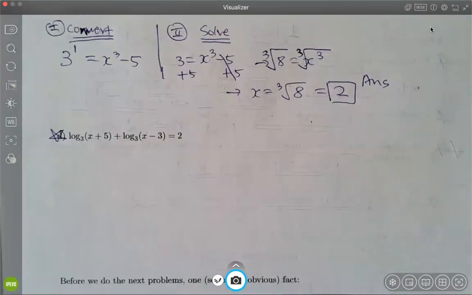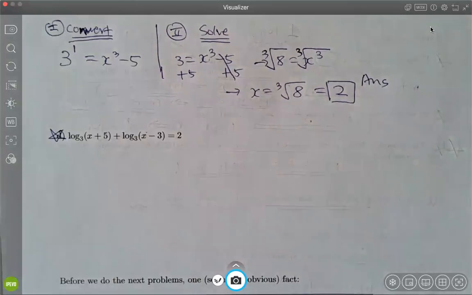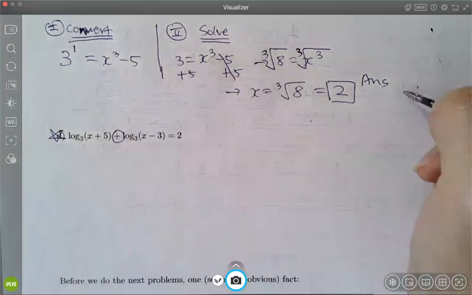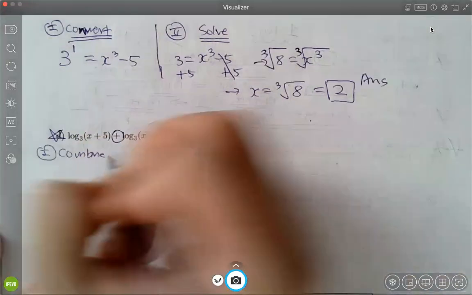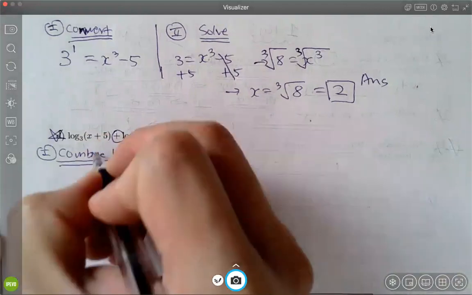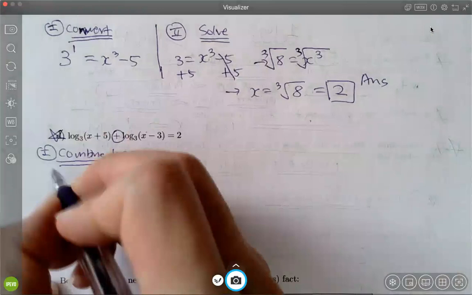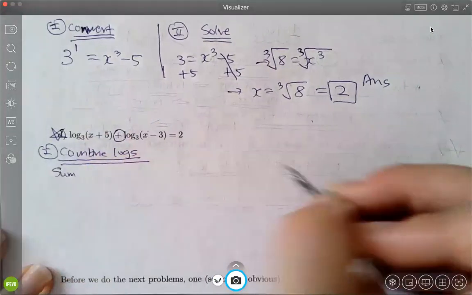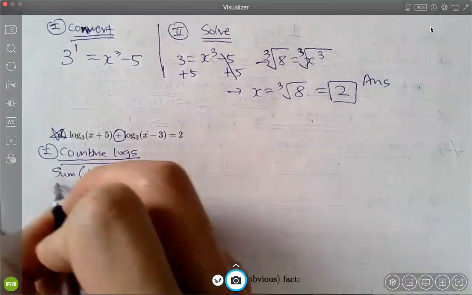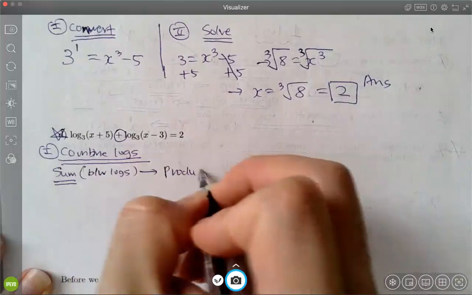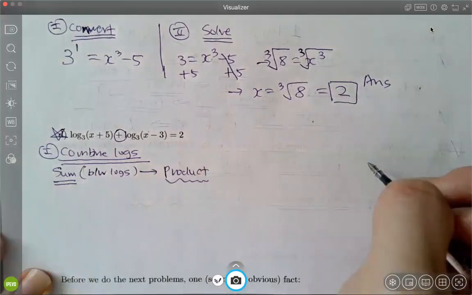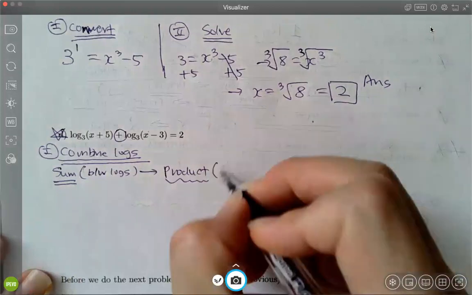Yeah. Now, what kind of symbol do we see? The addition, right? Does it remind you of any rules of logs that we have to use? So first we combine the logs. And what can we do? The summation between the logs turns into what? Product, right? Inside the log, of course.